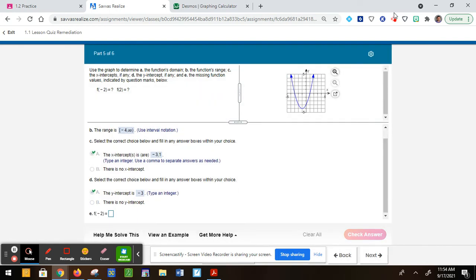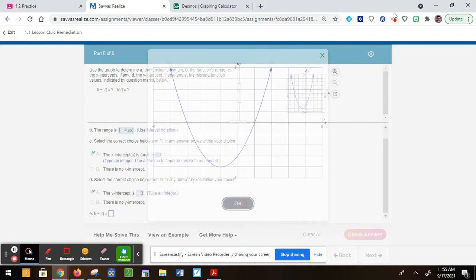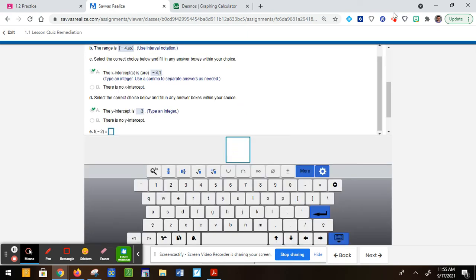f of -2 means what's the y value when x is -2. So I'm going to look at the graph. The point on this curve where the x coordinate is -2 is right here. Right? The ordered pair there is (-2, -3). So the answer to this question is -3. So f of -2 is referring to, again, the x value is -2, what's the y value? So the answer there is -3.